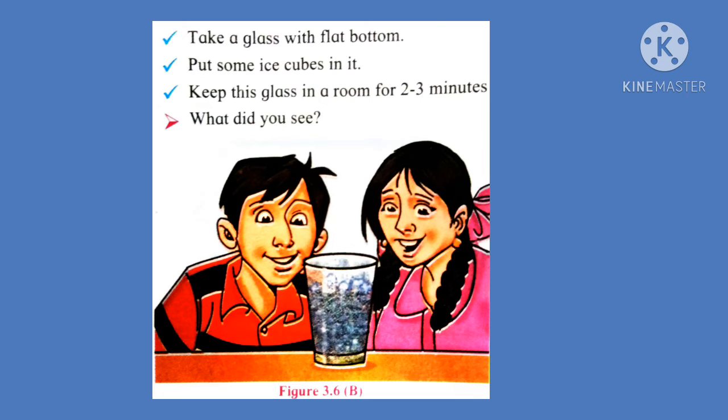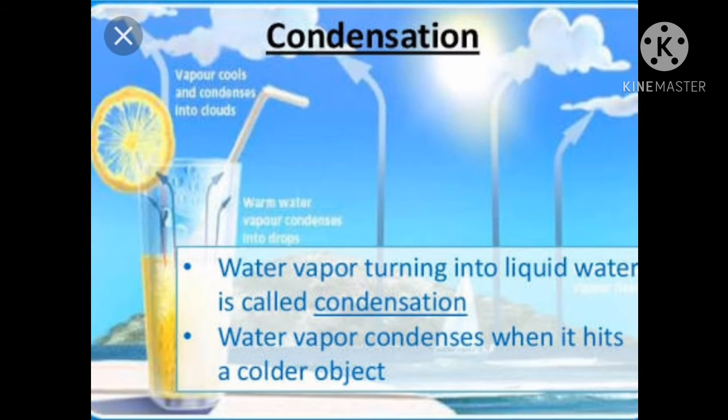So what we have observed, see here, in some time you will see droplets of water on the outer surface of the glass. When the water vapor in the air comes in contact with the cold surface, condensation takes place. So here it is, condensation took place. These droplets form on the outer surface of the glass. In the first activity, the steam from the cooker cooled and condensed into water droplets. In the second activity, the vapor in the air condensed into water droplets.